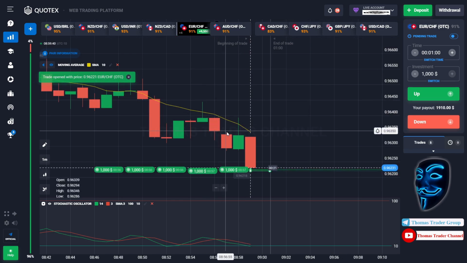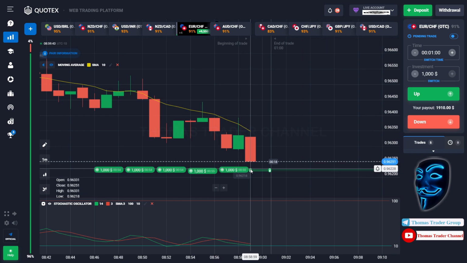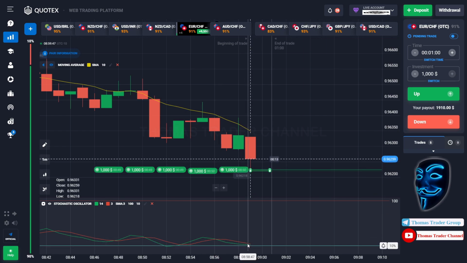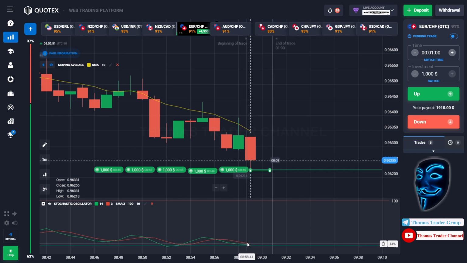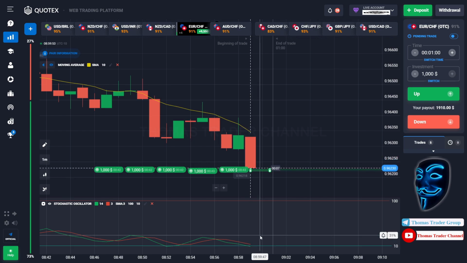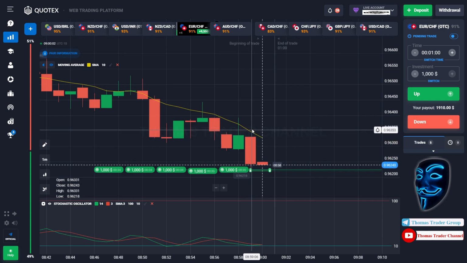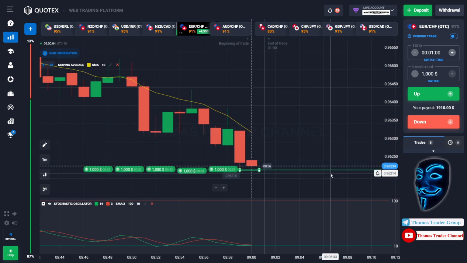As you can see, the market is going bearish, but the market has already touched the oversold area. When the market touches the oversold area, the market will make a rebound. And the market will make a correction to the moving average line before it continues the bearish trend. Let's prove it and let's wait till the end of our trade.